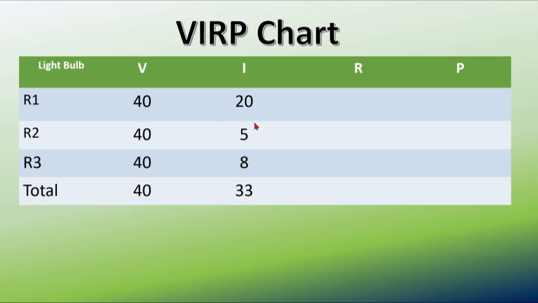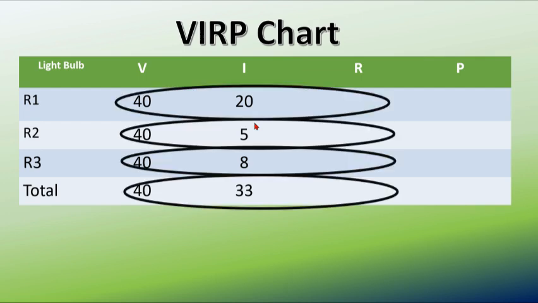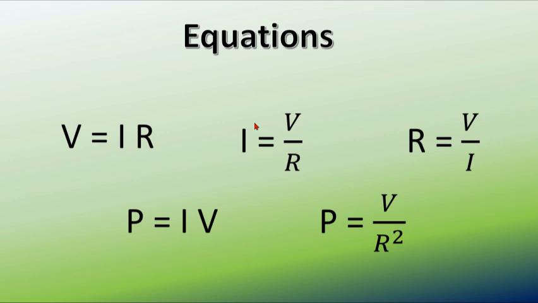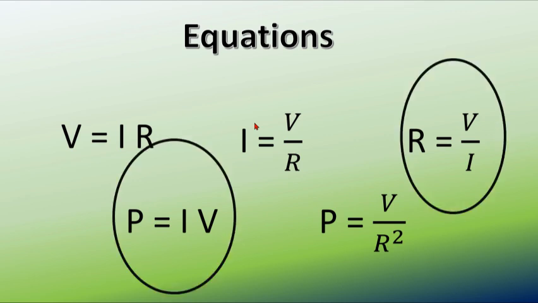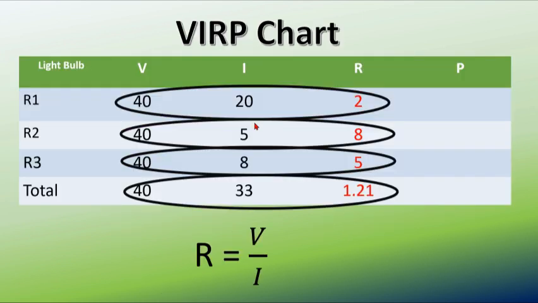And if we have two values, we can always find a third one using our formulas. Okay, so we know V and we know I. There's two equations there that have V and I that allow us to find a third one. And so we're going to use both of those. First, we'll find the resistance. And after that, we can find the power.